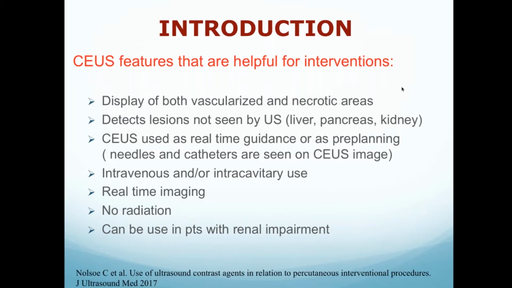It helps us because we may detect lesions not seen by ultrasound, like isoechoic lesions in the liver or pancreas. CEUS may be used as real-time guidance or as pre-planning, because needles and catheters are seen also on the CEUS image. We may have intravenous use, like in a normal diagnostic CEUS, but also we can inject, as we will see, contrast agents through the needles or catheters. And the other advantages are real-time imaging, no radiation, and use in patients with renal impairment.